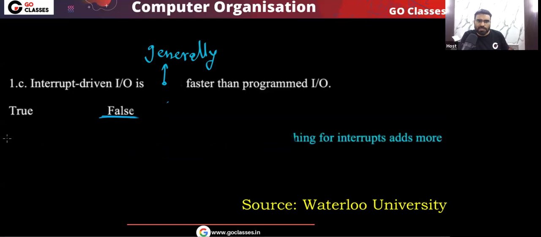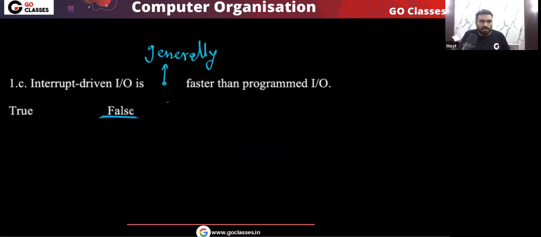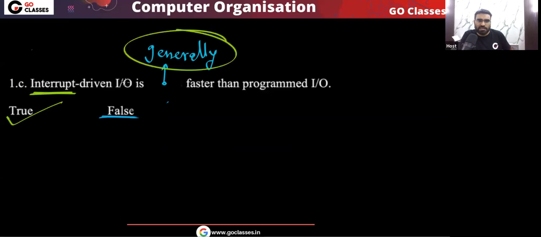Now tell me what will be the answer. If I say that interrupt driven IO is generally faster than programmed IO, now tell me the answer. Now this statement will be true. Okay, interrupt driven IO is generally faster. Why is this generally faster?